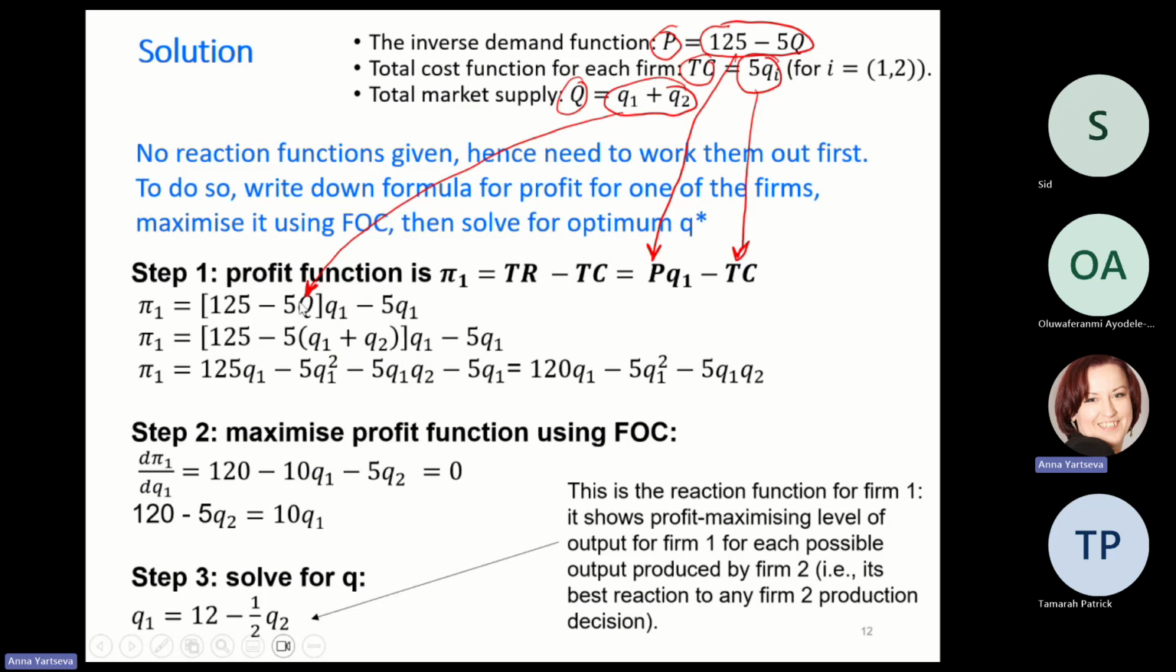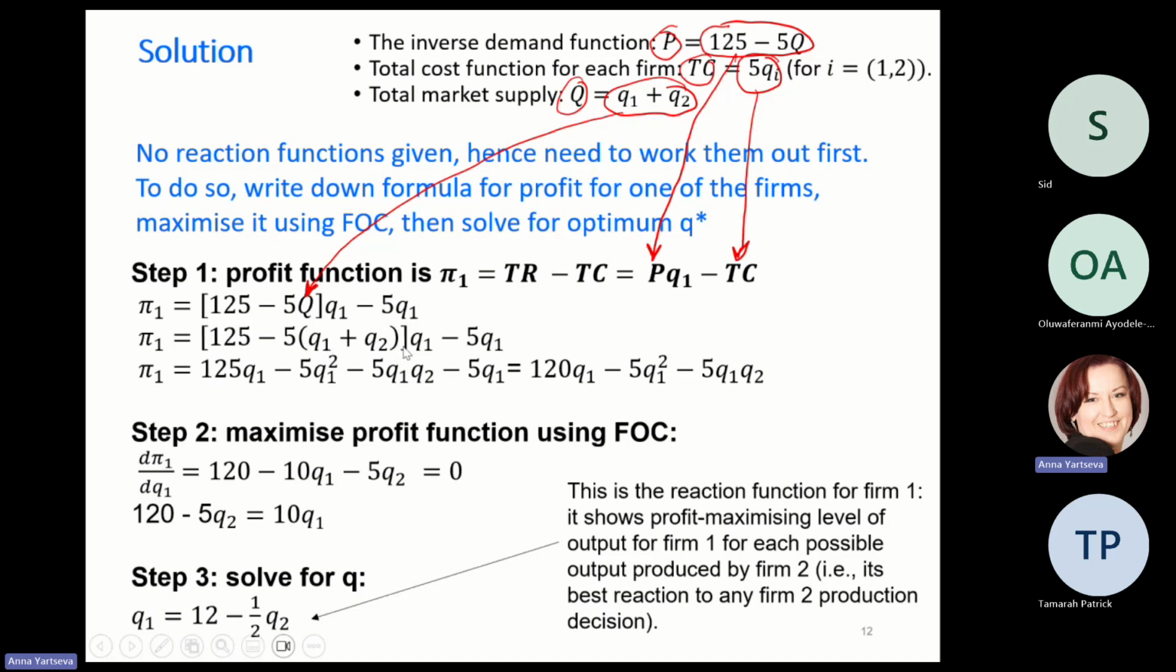125 minus 5 times our industry output, which is the sum of individual output. We still multiply it by Q1. We still subtract 5 Q1. Okay? Next, 125. Now we open these squared brackets, right? 125 times Q1, 125 Q1.